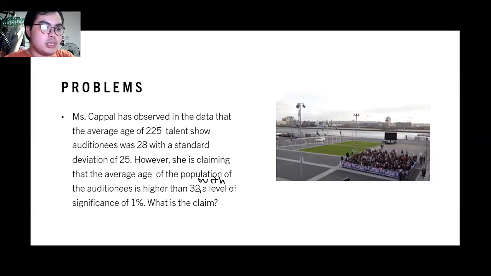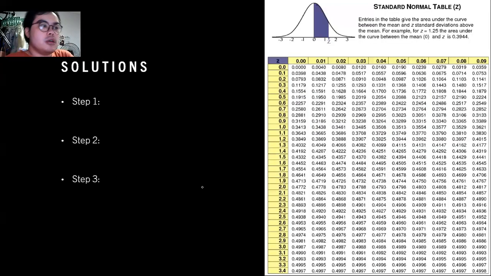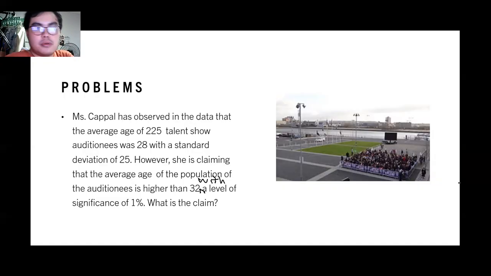Okay, so what is the claim? Ayan, may singit na siya. So, let me repeat this. However, she is claiming that the average age of the population of the auditionees is higher than 32 with a level of significance of 1%. What is the claim? Okay, so we're going to do the same steps.